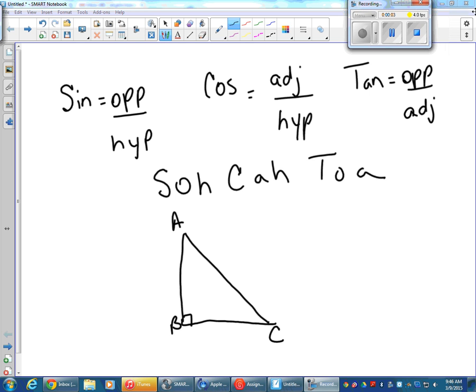Guys, this is an introduction to right triangle trig. I know we did it in class last Wednesday, so hopefully you have some notes on that. But if you were out or have forgotten that stuff, I just wanted to go over it so you can do your homework for today.